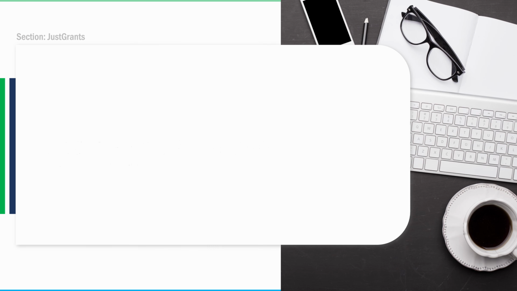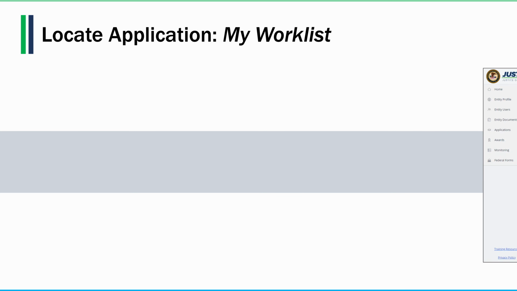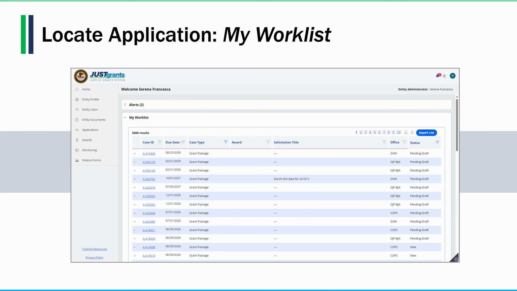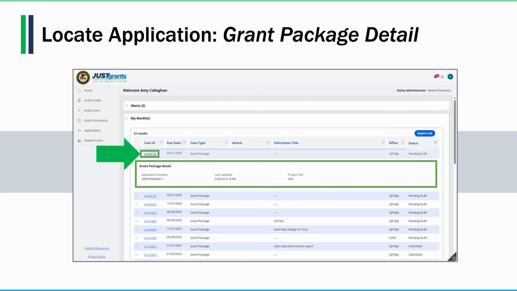The first step in JustGrants is for the application submitter to find the application. Let's review that process now. There are two ways to access an application in JustGrants. If you are assigned as the application submitter, you can access the application from my work list. Select the Case ID caret to expand and display the grant package detail. This shows the application number and when it was last updated. When you're ready, select the Case ID link to open the application.